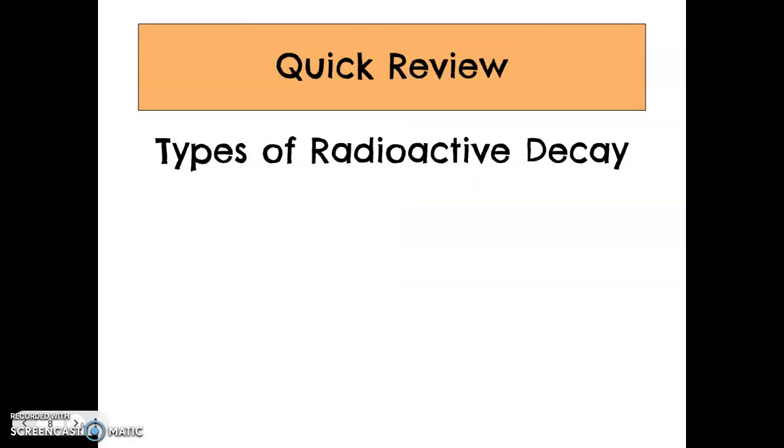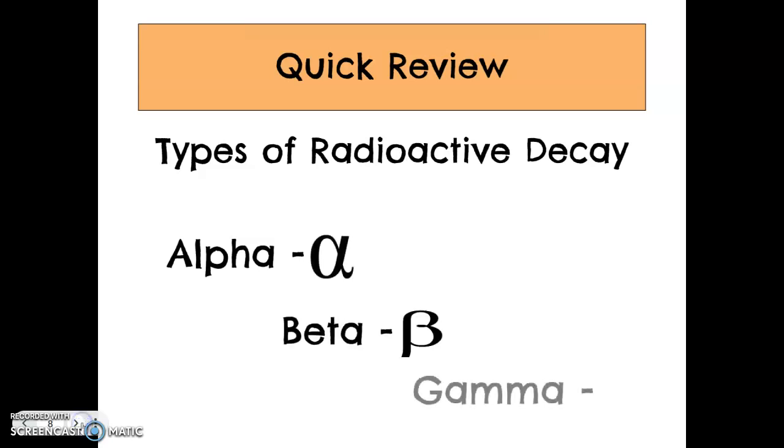All right, so really quickly, remember we have three different types of radioactive decay. We have alpha decay, where our nucleus loses an atomic mass of 4, and then we lose 2 protons, so we're kicking off that helium nucleus.